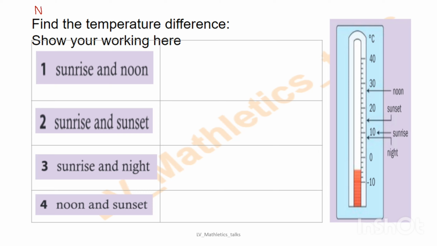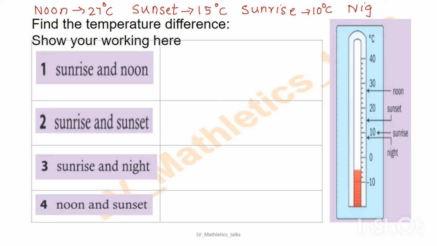So what is the temperature at noon? It is 27 degrees Celsius. Sunset, 15 degrees Celsius. Sunrise, 10 degrees Celsius. And night, 8 degrees Celsius. Now let us find the difference between these.